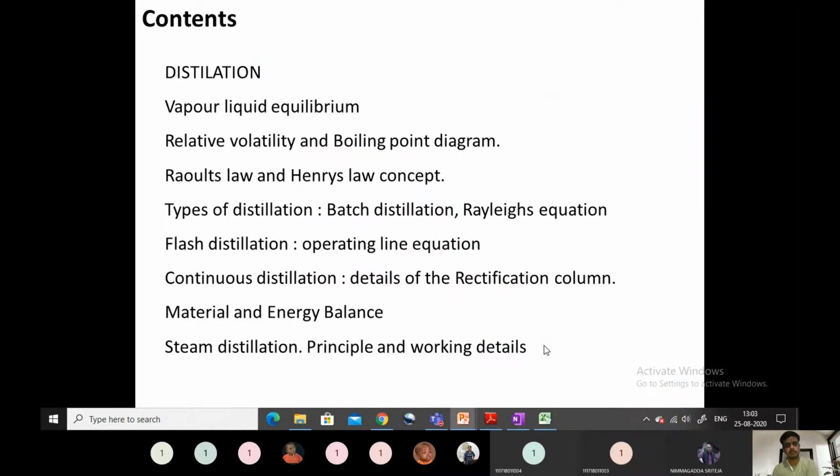Let's see what are the contents involved in Unit 2. First one, the introduction about distillation. We will discuss what the mechanism is, what the separating agent is, and what type of components are involved in the distillation column. Everything we will see in the introduction.